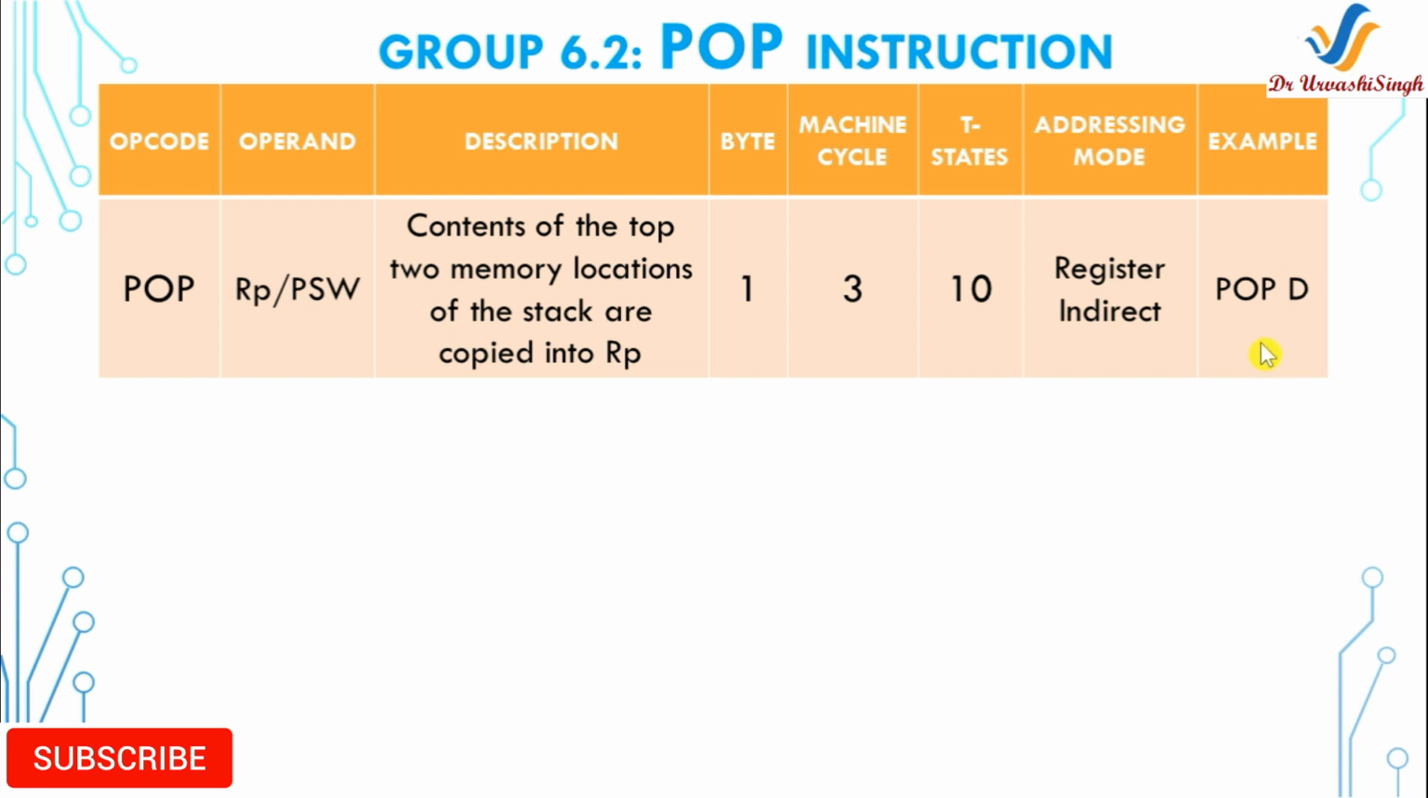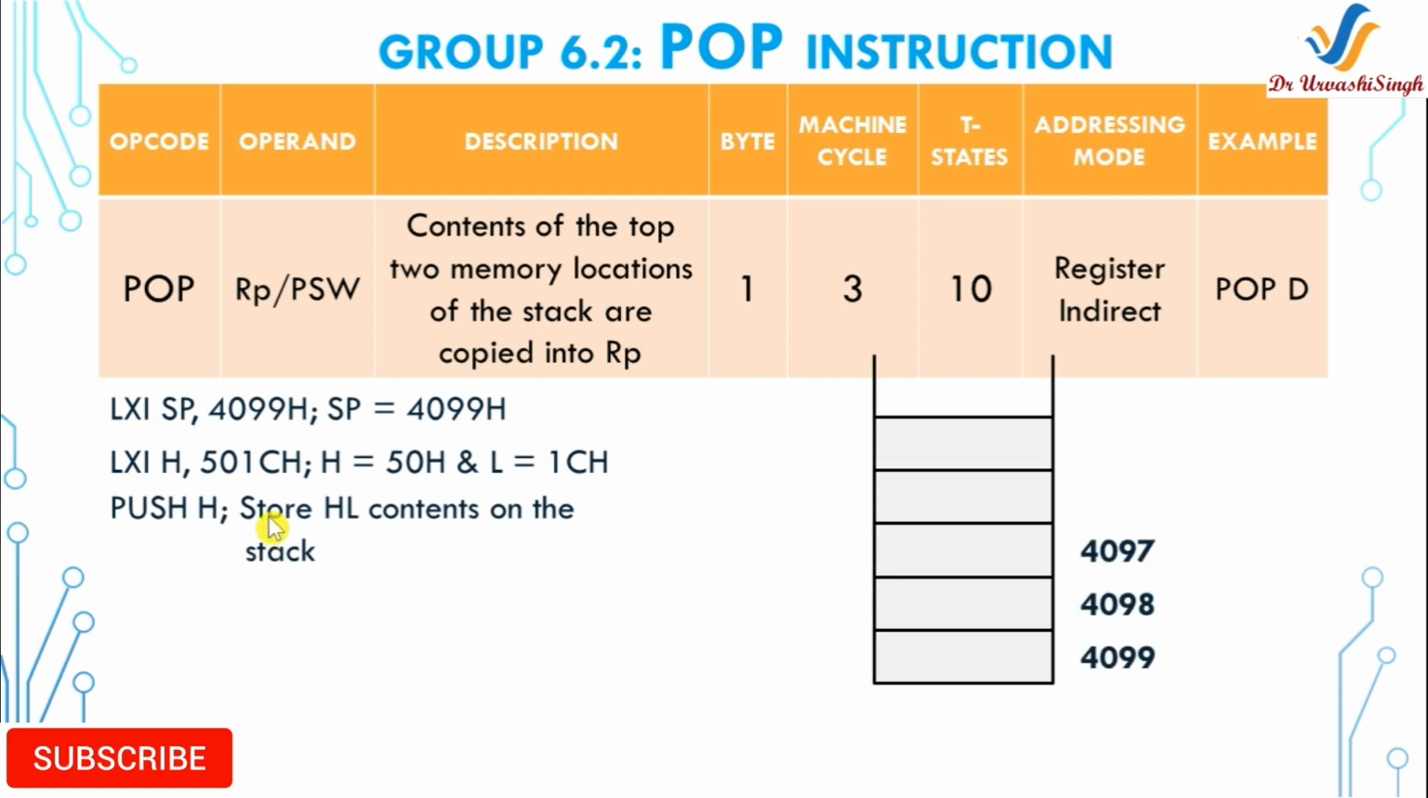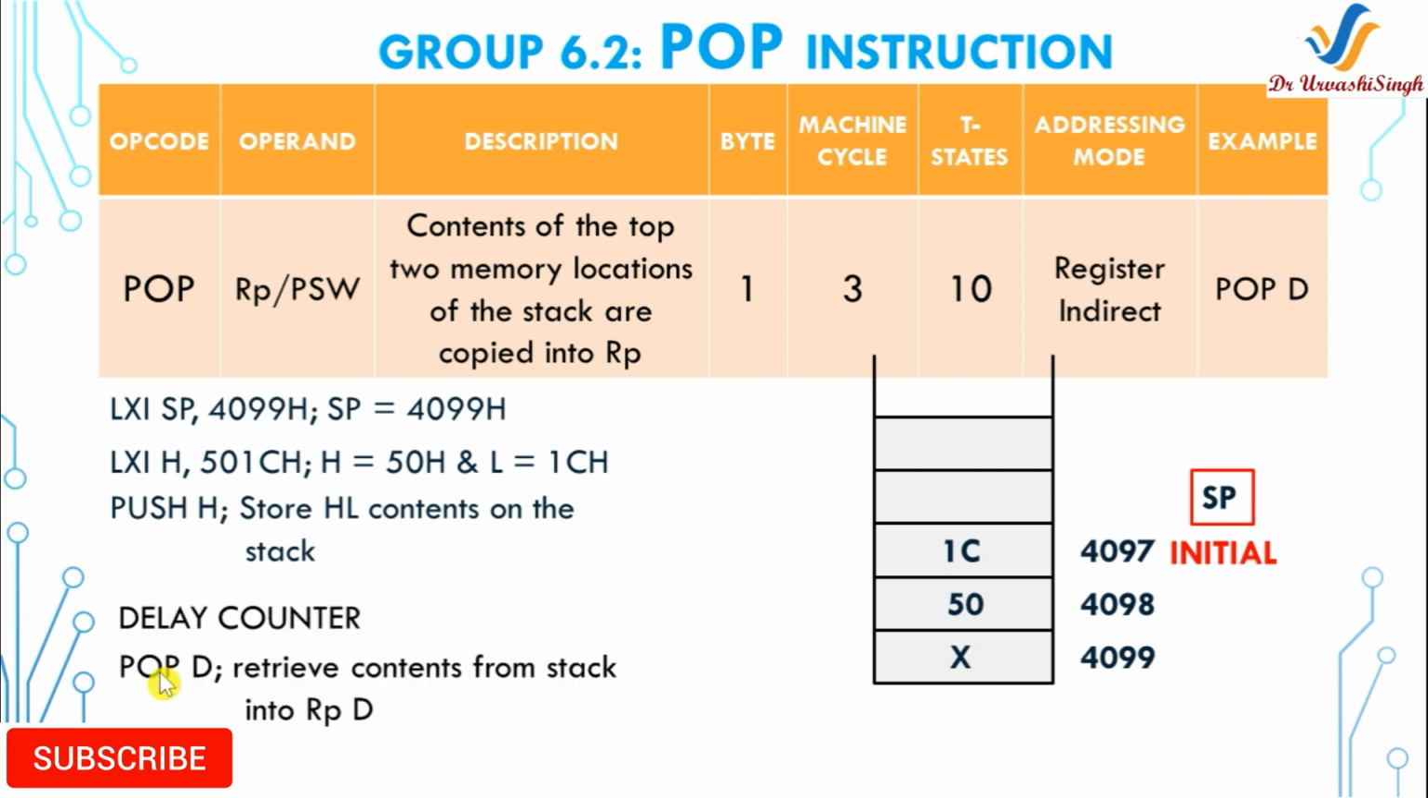So let us understand once again with the help of the same program. We have seen up to this PUSH H. So this is the stack memory. And now for the pop instruction, the stack pointer's current value is 4097. And the contents at these memory locations are 1C and 50, and the contents of 4099 will not be touched, because in this way you can prevent data loss. Now the pop instruction: pop the data from the stack memory into the register pair D.